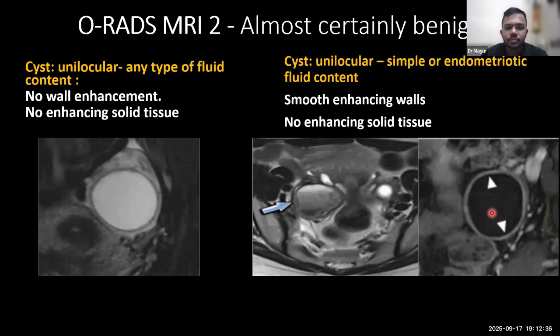in O-RADS 2. The middle image here is an example of an endometriotic cyst which is showing the characteristic T2 shading effect. The uppermost portion appears bright, the intermediate portion is gray, and the lowermost portion is dark. This is blood of different age groups seen in endometriotic cysts. These cysts usually show smooth wall enhancement. No enhancing solid tissue is seen in this case, and hence it is an O-RADS 2 finding.